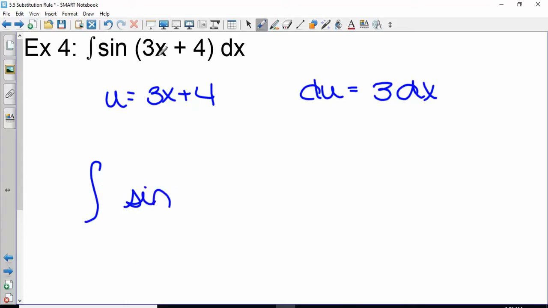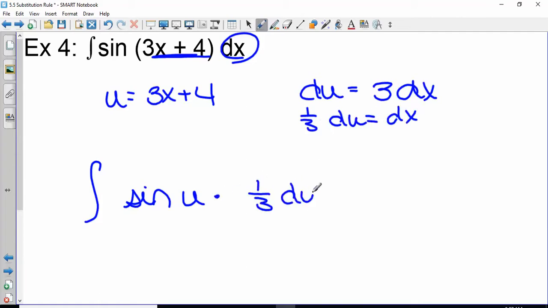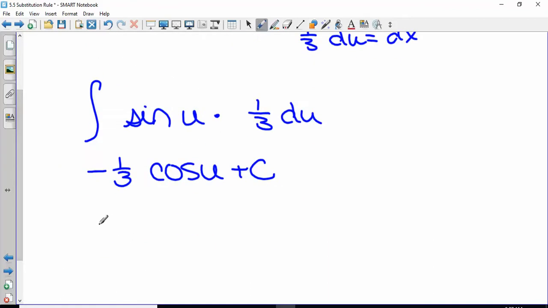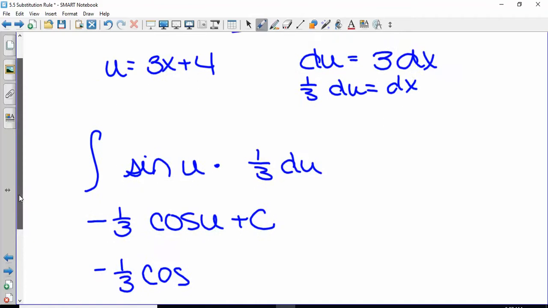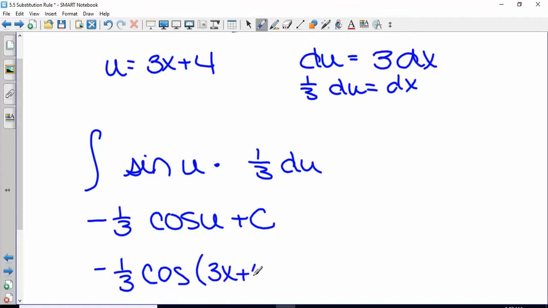So we have the integral of sine. 3x plus 4 is going to get switched to a u. But then all I have left is a dx. So I don't want my 3. So we need 1/3 du. The 1/3 just comes out front. Antiderivative of sine, maybe negative. We have negative 1/3 cosine of u plus c. And then replace your u, which was 3x plus 4.